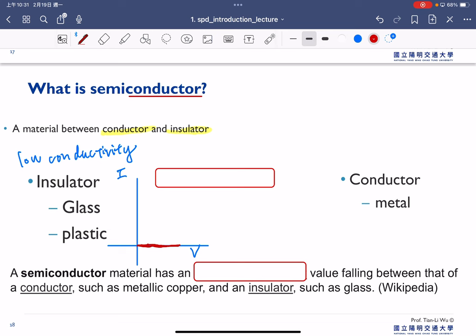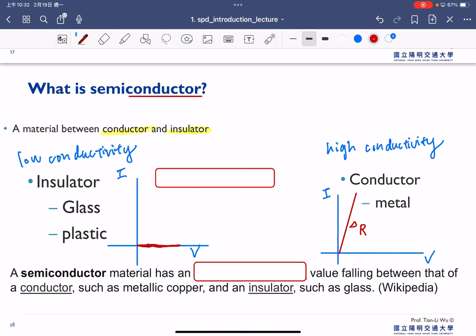On the other hand, the conductor is a material that has very high conductivity. If you look at the IV curve, current versus voltage, it means that as long as we apply a small voltage, we already have a very high current. And the slope here is called the resistance. So the reciprocal, 1 over resistance, is related to the conductivity.